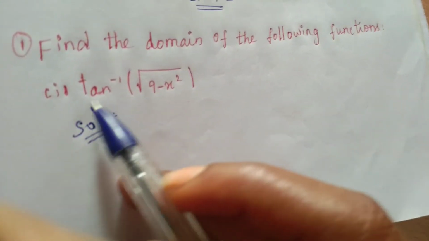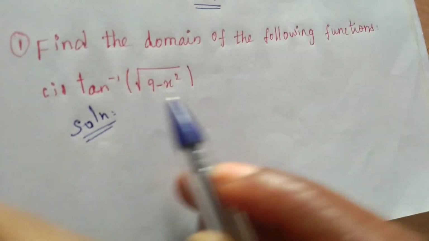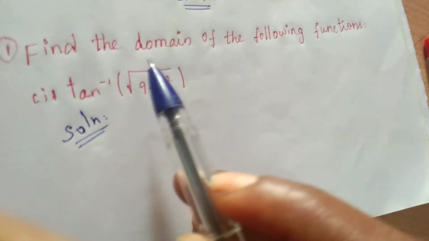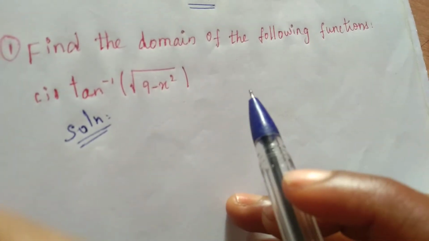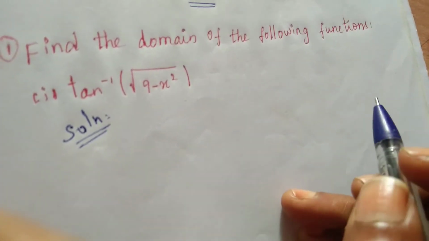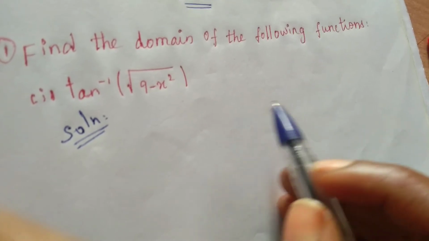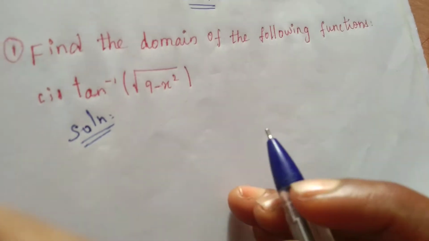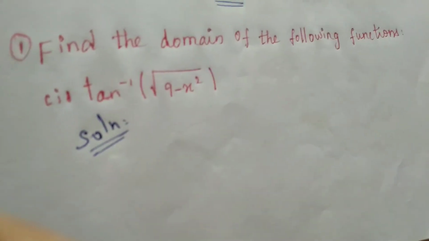Let us see tan inverse of square root of 9 minus x square. What is the question? The domain. Domain means the interval of values. What are the values here? Minus infinity to plus infinity, any value we get. First of all, write the solution.